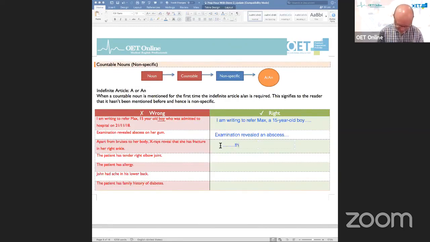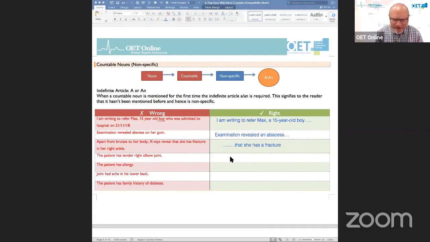Yes, reveals that she has a fracture. Now you can imagine your case notes on exam day will not have an article for that. It'll just say fracture, right ankle. So your job is definitely to put in the article before the word fracture.